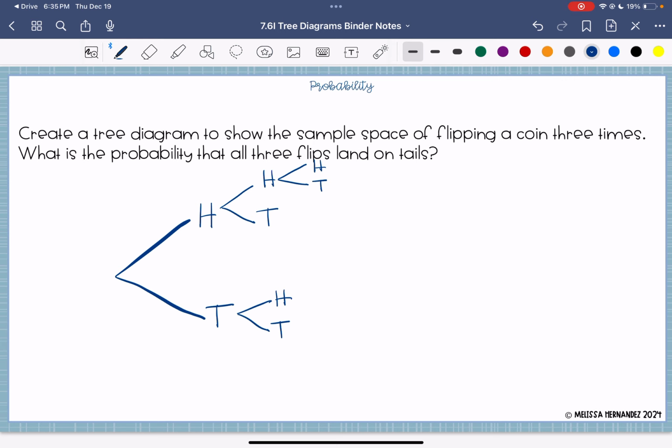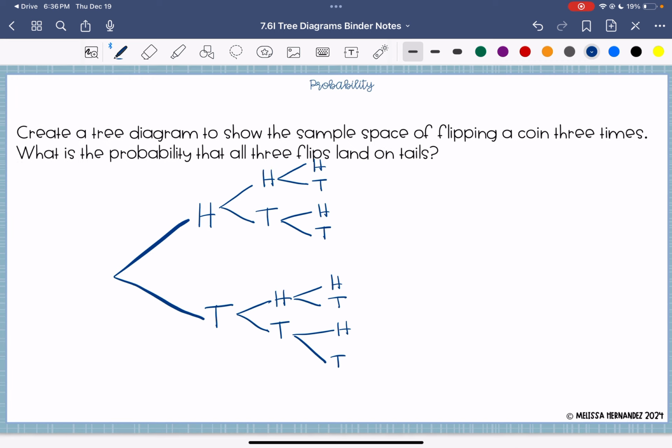Now we're looking at the next one. You can land on heads the first time, you can land on tails the second time, and then you can land on heads or tails the third time. Now you can land on tails the first time, the second time you can land on heads, and then the third time you can land on heads or tails. One event doesn't affect the other. Then the first time you can land on tails, the second time you can land on tails, and then the third time you can land on heads or tails.